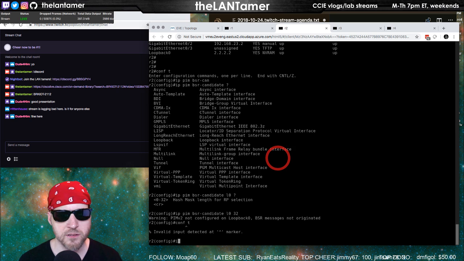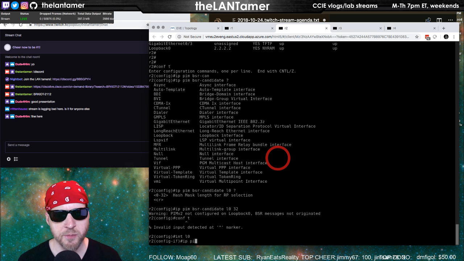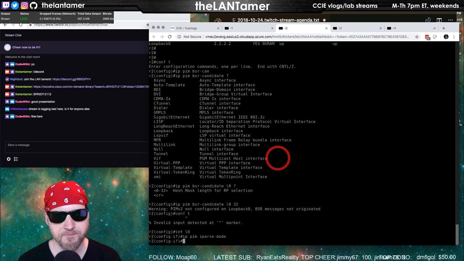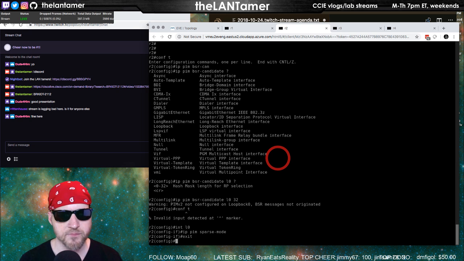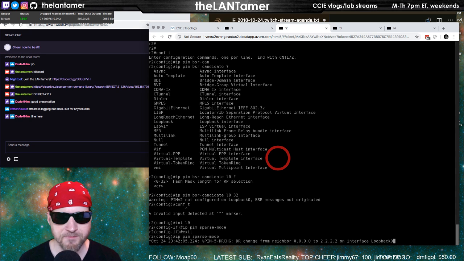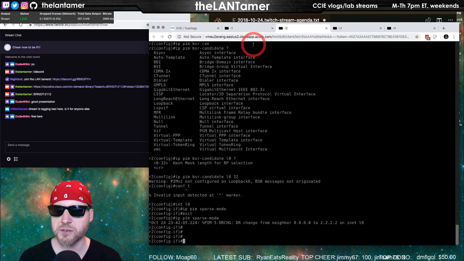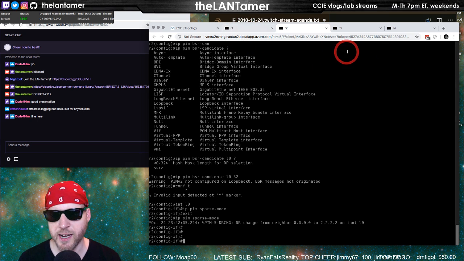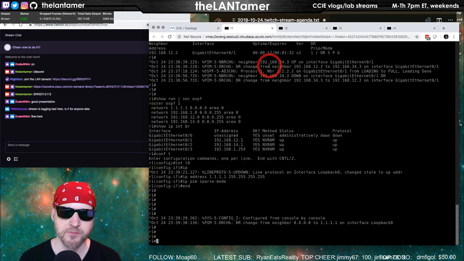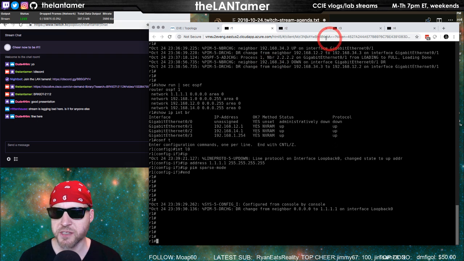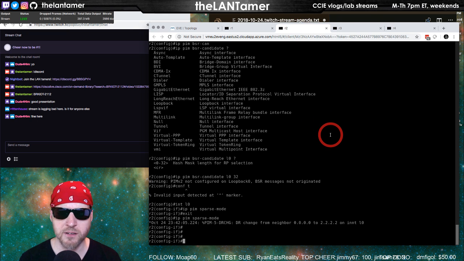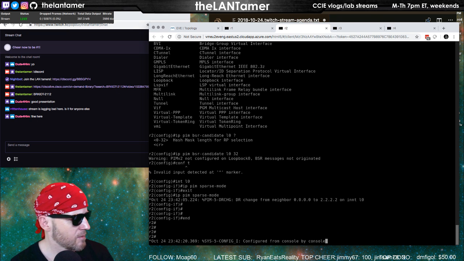Oh. IP PIM sparse mode. Yeah, that would cause a problem, wouldn't it? And let's do, well, we'll start with router 2. Then we're going to add router 3. So now we have a BSR. Let's look at our commands.